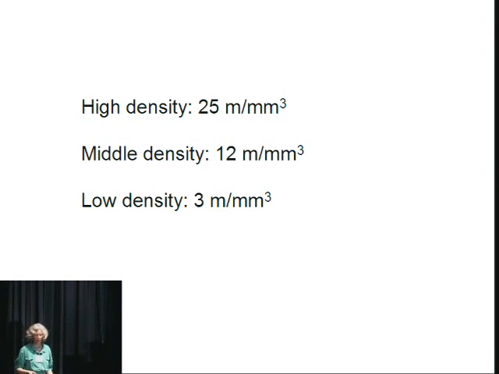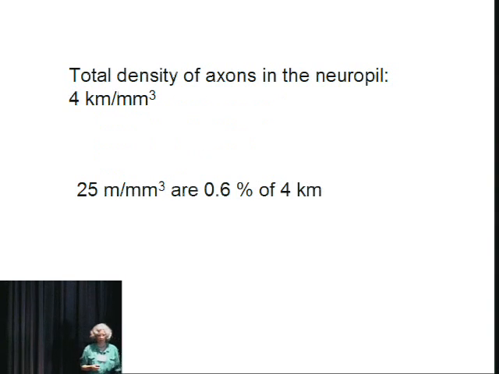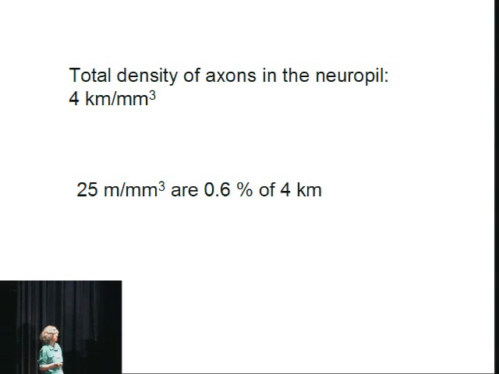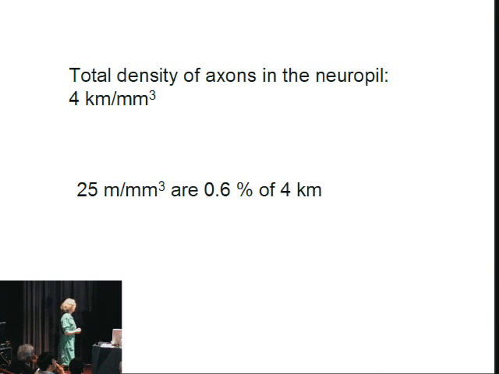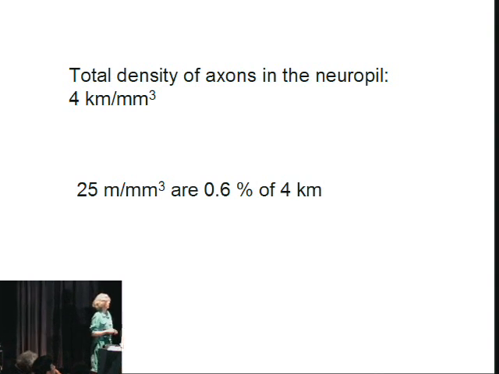So that sounds a lot. However, this is very little compared to the total density of fiber length in the neuropil. In a cubic millimeter of cortex, you have several kilometers of axons, and even in the dense spots, you have hardly 1% of the fibers coming from an individual injection site.